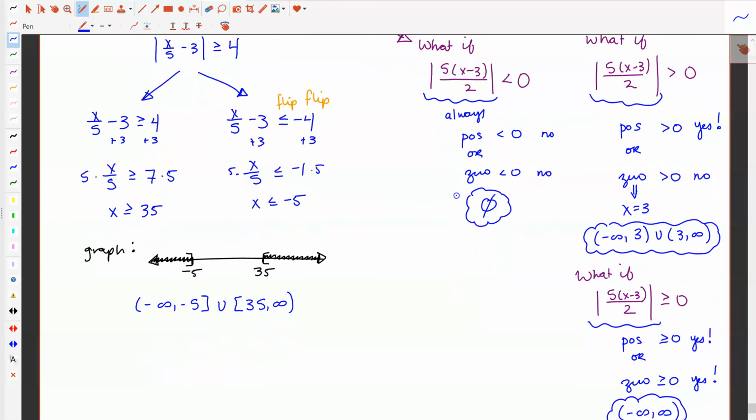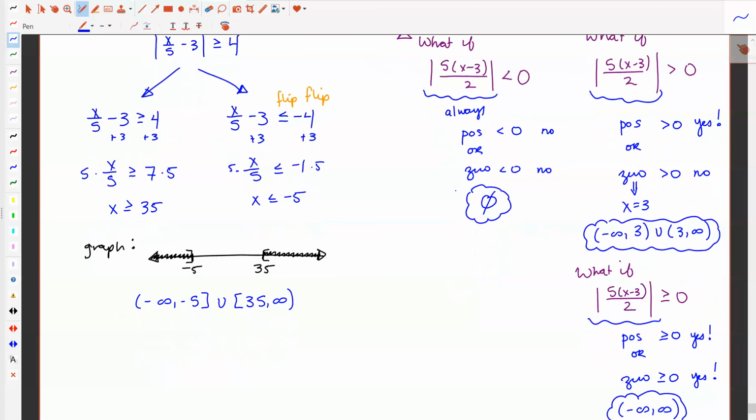Now, if you wanted to write that in your solution set, that would look like the set of all x's such that, and again, I like to record them in order for how they're going to be on the number line, but it really doesn't matter just as long as I have both of them. X is less than or equal to -5, or x is greater than or equal to 35. Right? So that's what it would look like if I wanted to write it as a solution set.